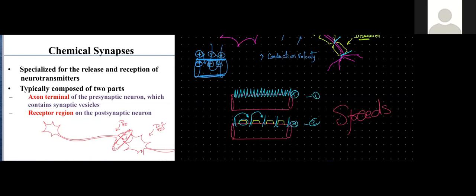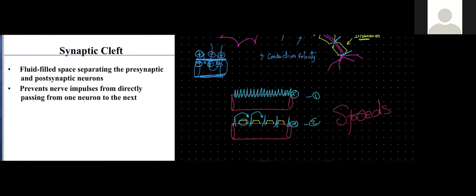So in chemical synapses, we've got neurotransmitters that will be released from the axon terminal of the presynaptic neuron and will be binding to their specific receptors, this time on the postsynaptic neuron. The synaptic cleft is this fluid-filled space between the presynaptic and the postsynaptic neuron, and this prevents the nerve impulses from directly passing from one neuron to the next.